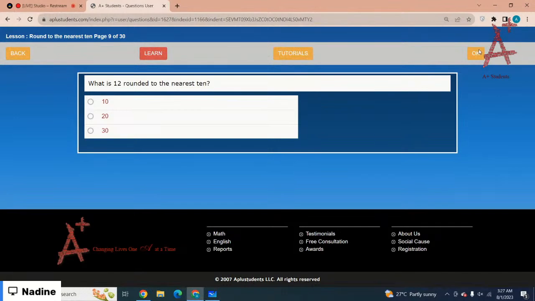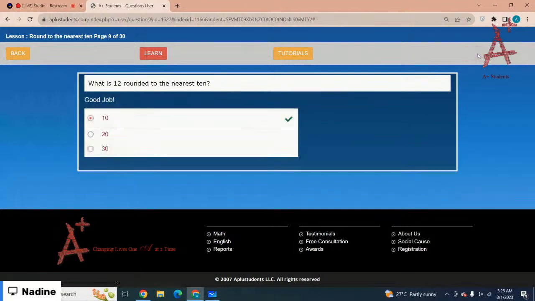What is 12 rounded to the nearest 10? 12 is rounded off to 10 because 2 is less than 5. So you have to end up on the same 10. So it would be rounded off to 10.